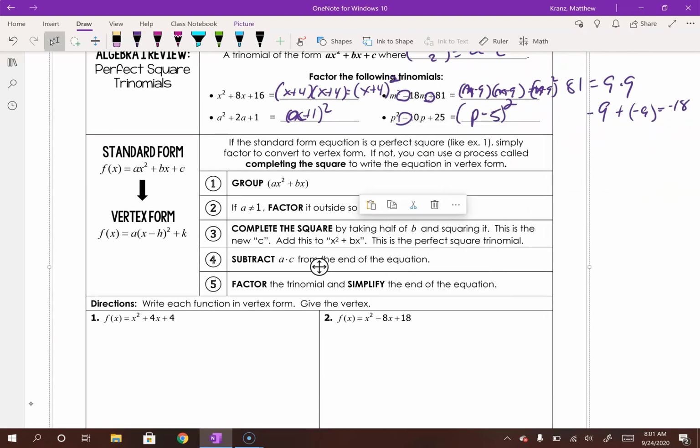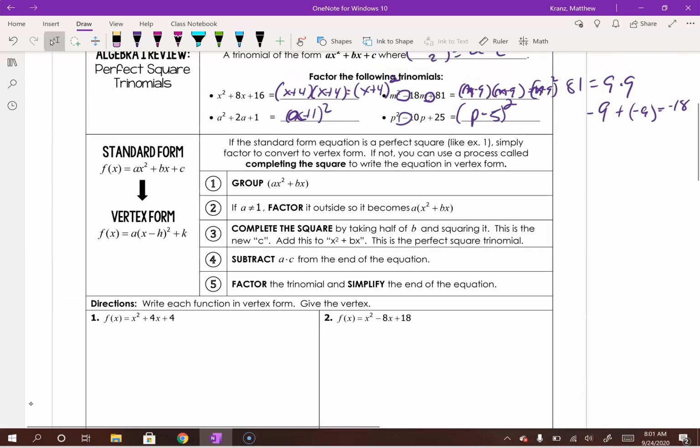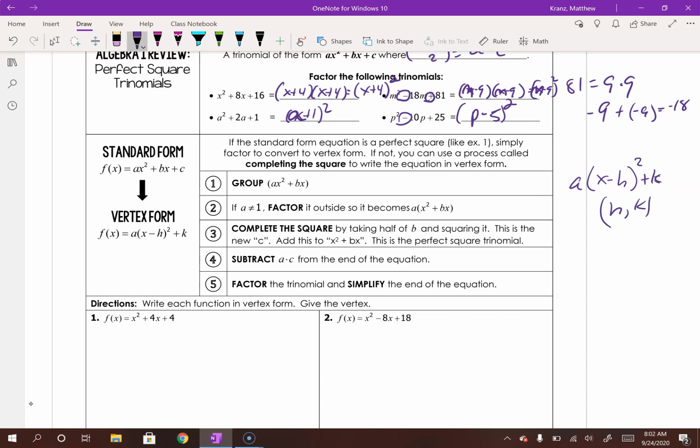So let's move on to standard form. If the standard form equation is a perfect square, like example 1, which is what we just did, simply factor to convert to vertex form. If not, you can use a process called completing the square to write in vertex form. Now remember the vertex form, that was a times x minus h squared plus k, right? So we can find the vertex, where the vertex is h and k. Remember, add to x, go left, add to y, go high.